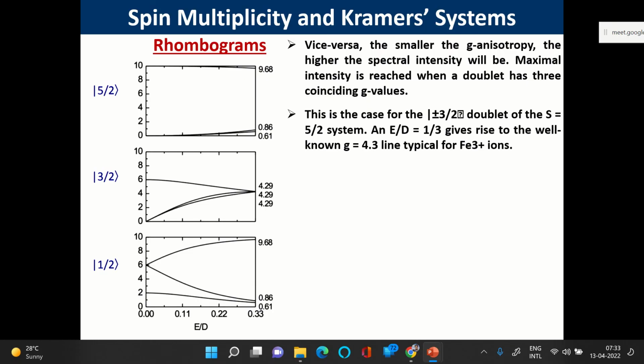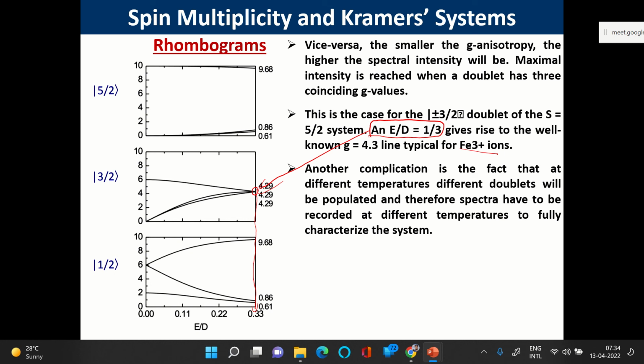Yeah, so you can see here that this particular thing is matching. At what value of X does it happen? 0.33. So that's what is written over here: E by D of 1 by 3 gives this particular G value of 4.3, where the effective G values along the X, Y, Z directions are equal, taking into account all these ZFS interactions. So this is a typical line for Fe3+ that is observed in the Fe3+ case.